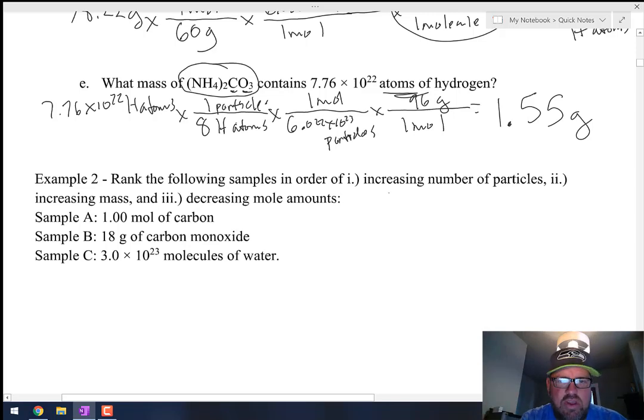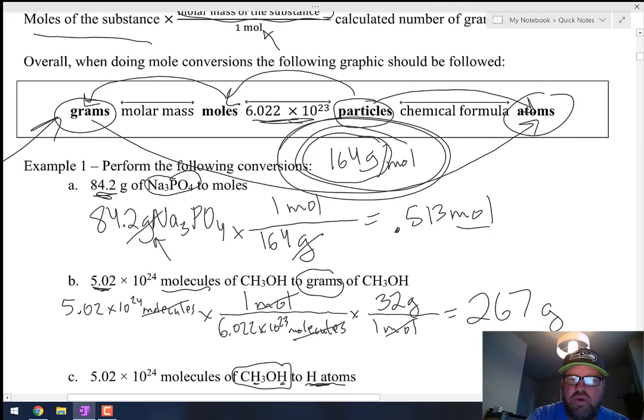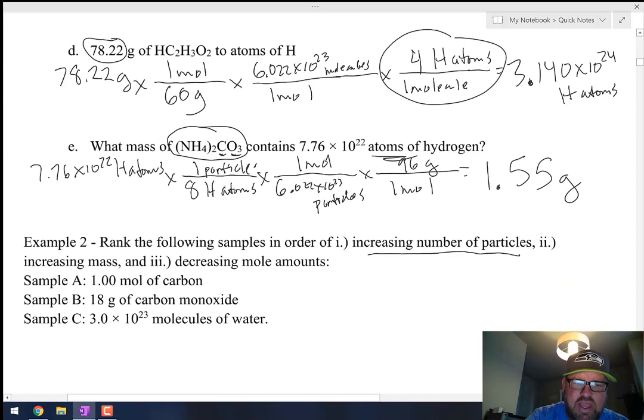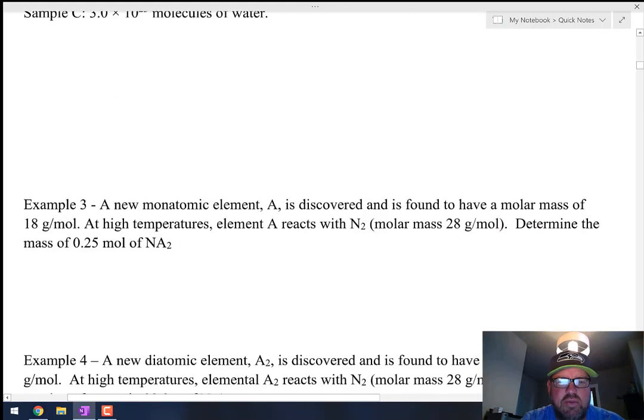I'm going to have you do that. Increasing the number of particles means you need to get all of them to this one right here. You got to get to particles. So if they're not there, you got to get them there. And then mass means which one has the smallest mass to the greatest mass, and then moles the same thing. Theoretically, all of those should be the same order. I'm going to move on here.